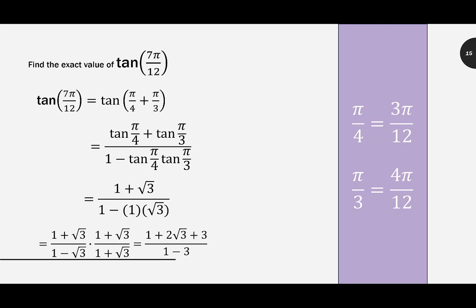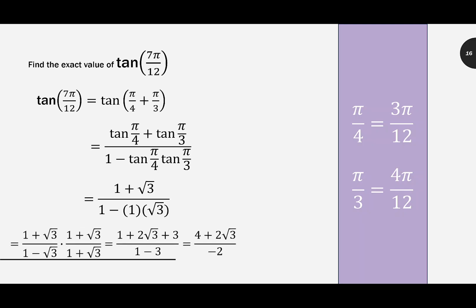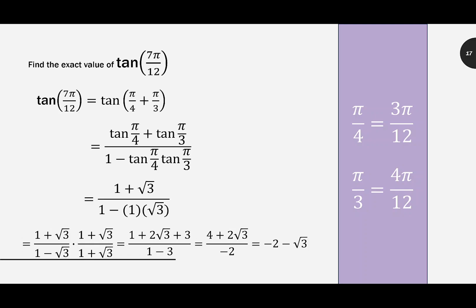Let's combine like terms. In the numerator, 1 plus 3 gives me 4. So I have 4 plus 2 square root of 3. In the denominator, 1 minus 3 is negative 2. I can divide both terms in the numerator by negative 2. 4 over negative 2 gives me negative 2. 2 square root of 3 divided by negative 2 gives me negative the square root of 3.